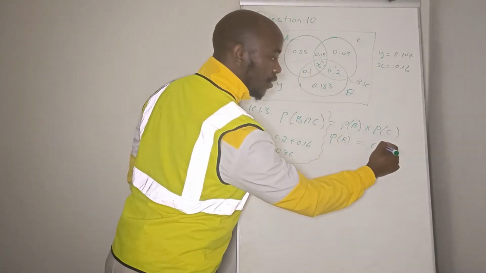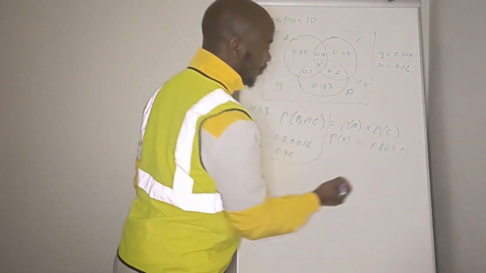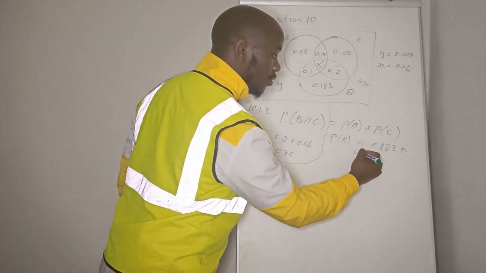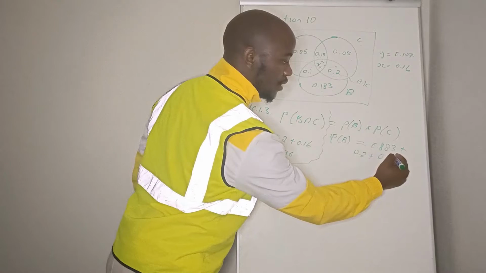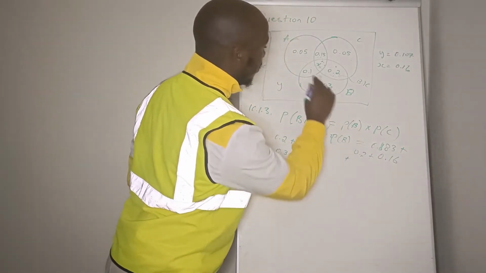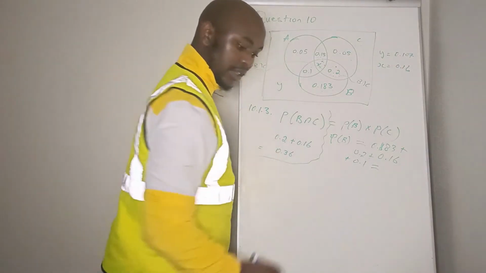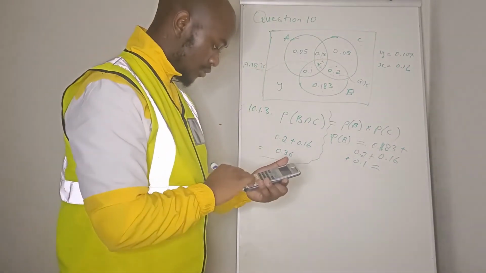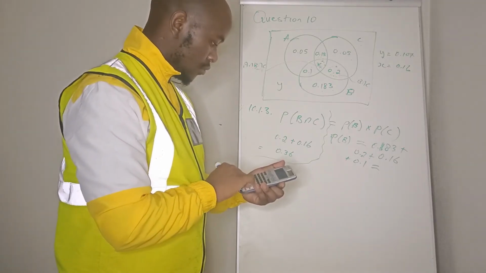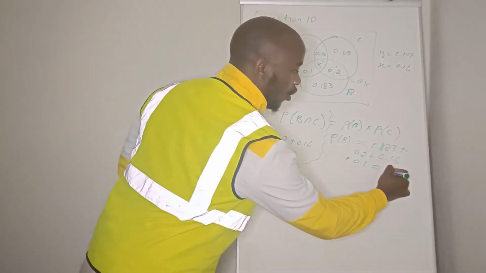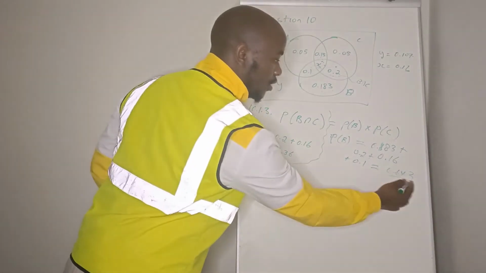0.183 plus 0.2 plus x, which is 0.16 plus 0.1, and this all gives us 0.643. That's the probability of B.